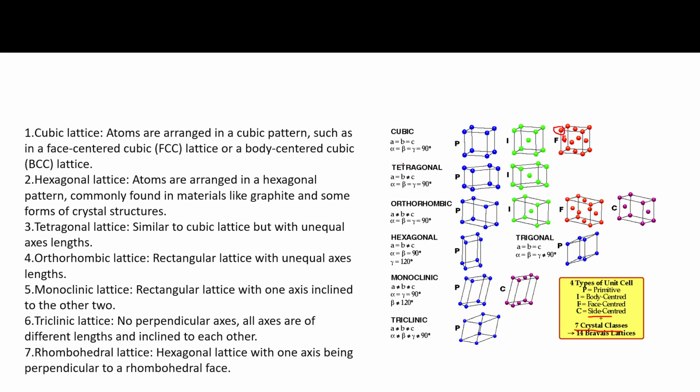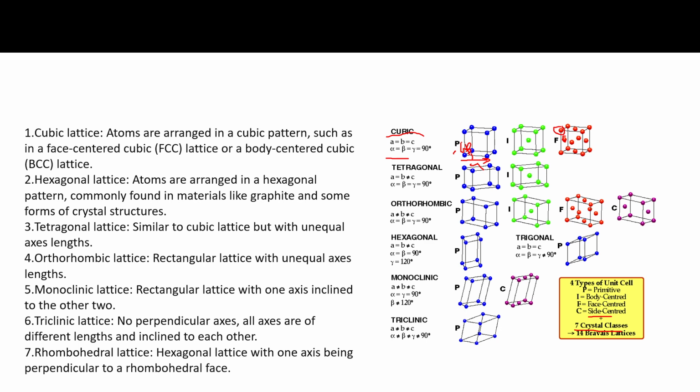When we are talking about the cubic crystal, it will be like this: your A, B and C. This is your A, this is the B, and the Z direction we call C. So your A, B, C are all equal, and the angles alpha, beta and gamma, this angle and this angle and this angle, are all 90 degrees. So the angles between them are all 90 degrees. Then it is called a cubic lattice.